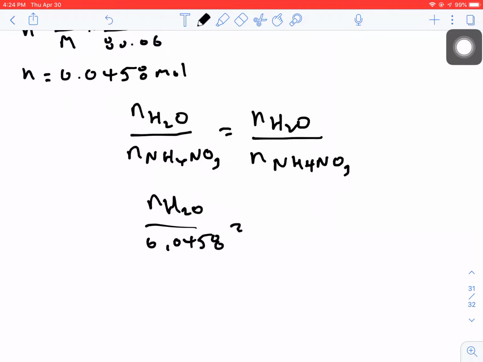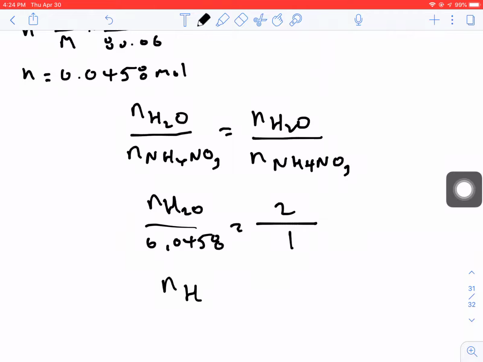So if I do my mole ratio from the balanced equation, I have for the number of moles of water 2, number of moles of ammonium nitrate 1. Okay, so look at that. So now I'm going to take my number of moles of ammonium nitrate from here and move it up beside the 2, and I'm left with, on this side, number of moles of water, which is what I'm trying to calculate, is equal to 2 times 0.0458 divided by 1. So my number of moles of water is going to be equal to 0.0916 moles. Right? 0.0458 times 2 is 0.0916 divided by 1.